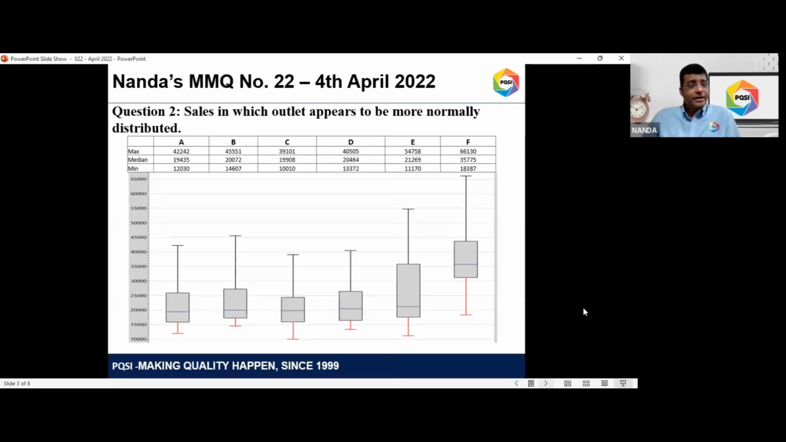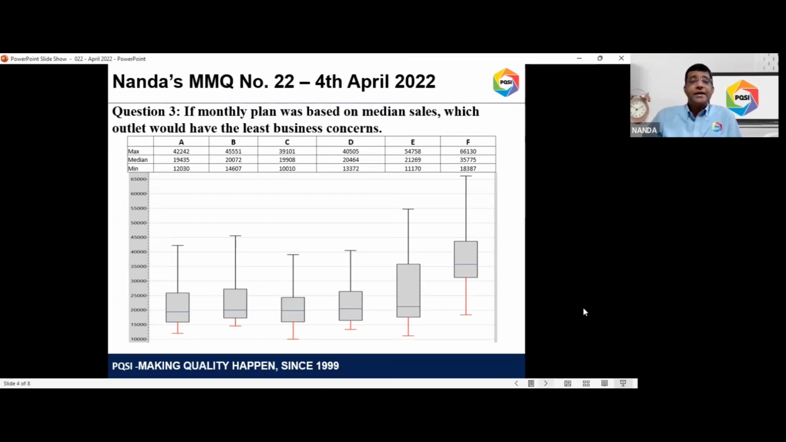Question number 2, same information, same slide. The daily sales of 6 different outlets for a month is what is represented in a box plot. And your question number 2 is, sales in which outlet appears to be more normally distributed? Box plot does convey that also. Have a look at these 6 box plots from 6 different outlets and tell us, in your opinion, whether it is A, B, C, D, E, F, which of these outlets appears to be more normally distributed based on the box plot that you see.